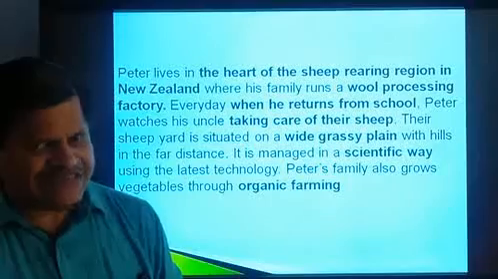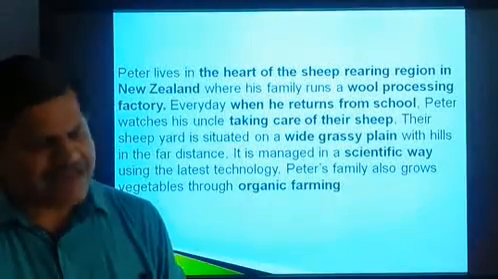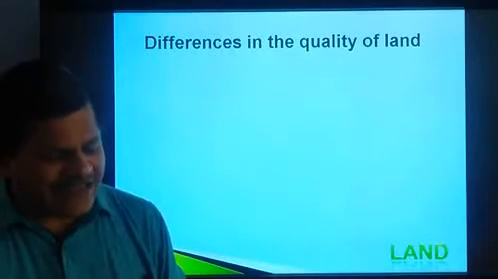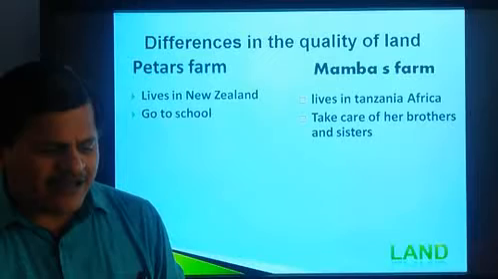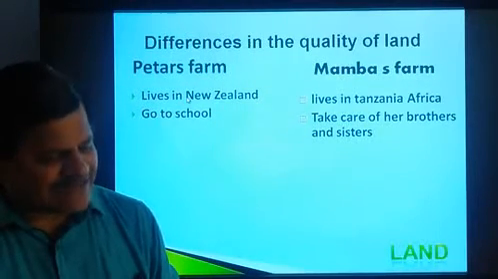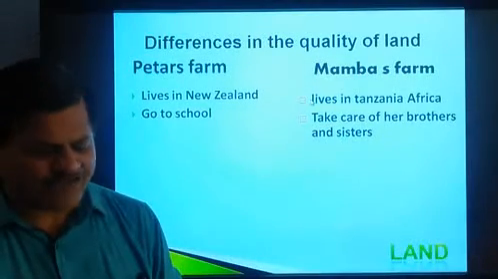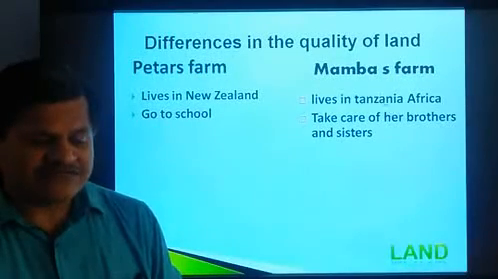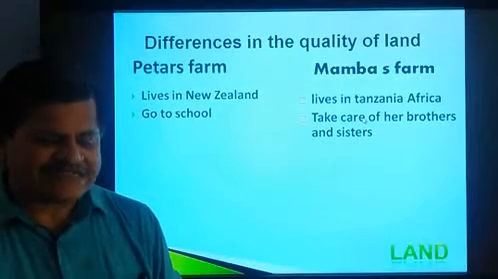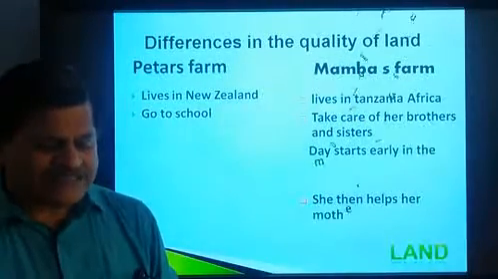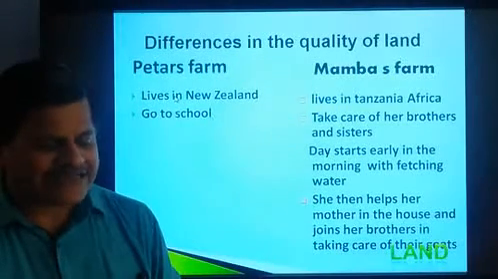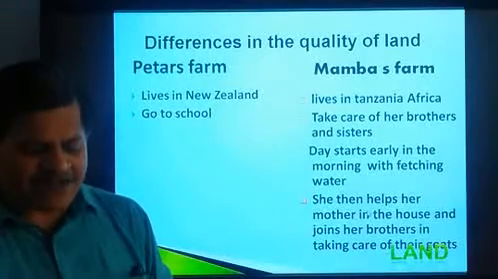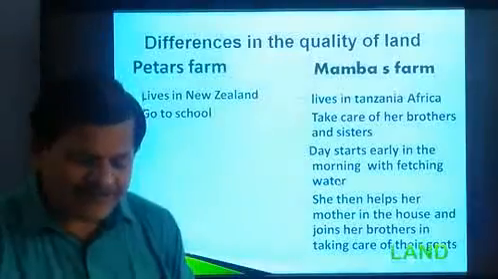Now let us discuss these two farms. One is from Tanzania, the second one is from New Zealand. One is Mama's farm and the second one is Peter's farm. Now what are the differences? There is a difference in the quality of land. First, the difference is where they are living. One is in New Zealand, the second one is in Tanzania, Africa. Now Peter goes to school every day, but Mama has to take care of her brothers and sisters. Mama's day starts early in the morning with fetching water, but Peter has no work except study.